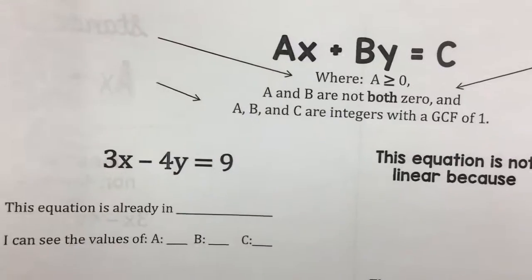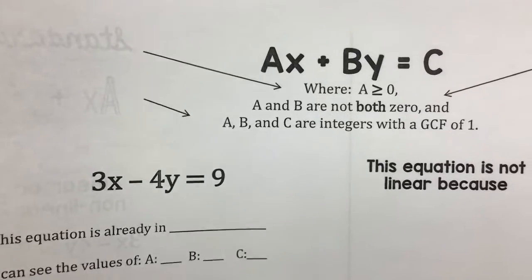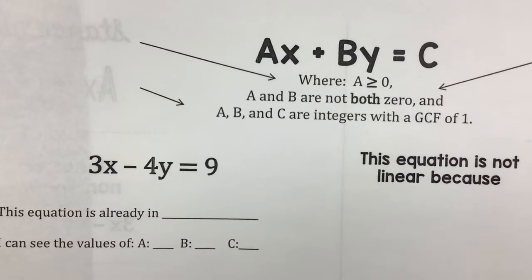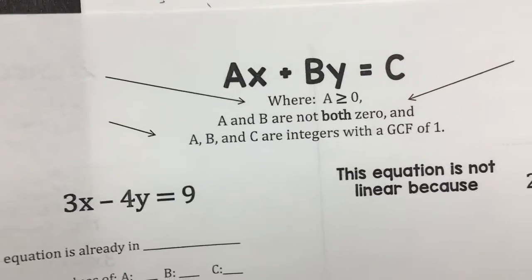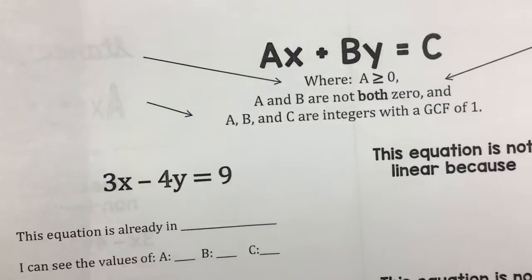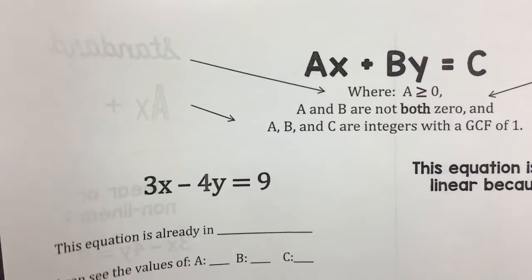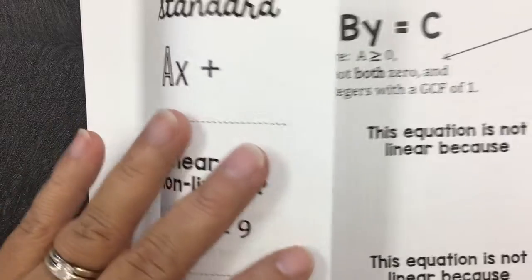We are now starting chapter 3, which is graphing lines. What we need to know first is whether an equation is linear or nonlinear. And this is the foldable for section 3.1, just indicating whether a function is linear or nonlinear.